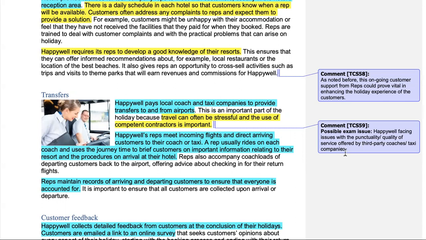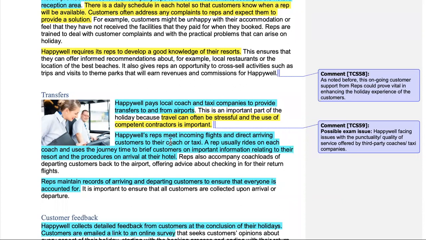And based on this information, a possible exam scenario can be predicted, where there could be a question where Happywell is facing issues with the punctuality or the quality of services offered by third-party coaches or taxi companies. And in such a context, the customers will end up blaming us as a company. And if they post something negative about us on social media, then it affects our brand reputation in an adverse manner, which leads to reputational risk, which falls under P2.